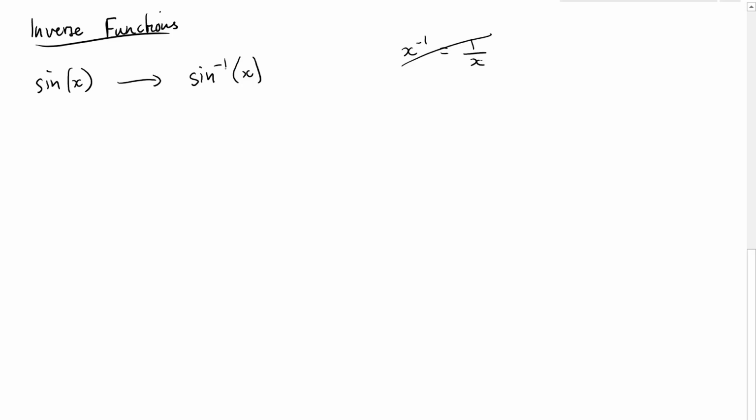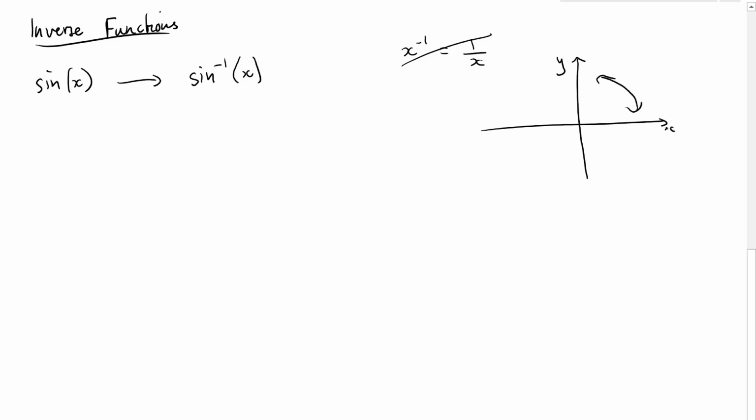For this -1 just means that it is an inverse function. It means that all of your y values become your x values, and all of your x values become your y values. So you're essentially saying, if I had plotted a graph on some axes where I know this was y and this was x, I'm just going to swap these axes around.